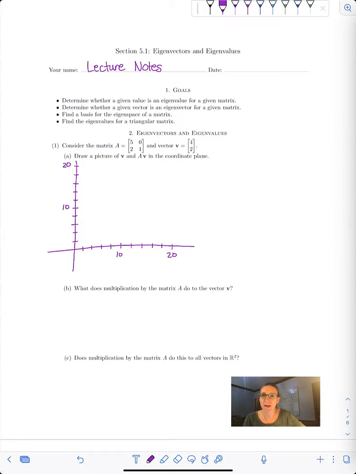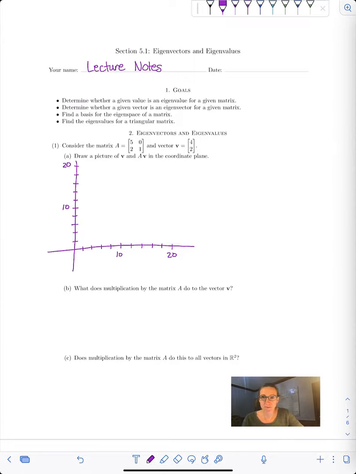Hello and welcome to section 5.1, Eigenvectors and Eigenvalues. So we'll talk about what eigenvectors and eigenvalues are and learn how to determine whether a given value or vector is such. And then we'll also find the basis for something called the eigenspace of a matrix and talk about how to find eigenvalues for a triangular matrix.